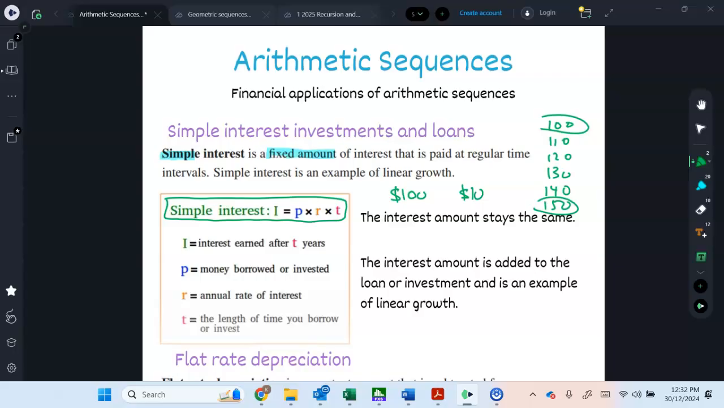So when we do some questions on arithmetic sequences, hopefully you'll see, okay, I don't really need to use I equals PRT. And this can be transposed as well. What I mean by that is you can rearrange that equation to solve for P, for R, for T, not just I.